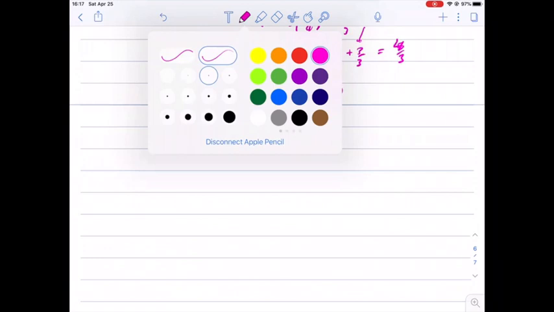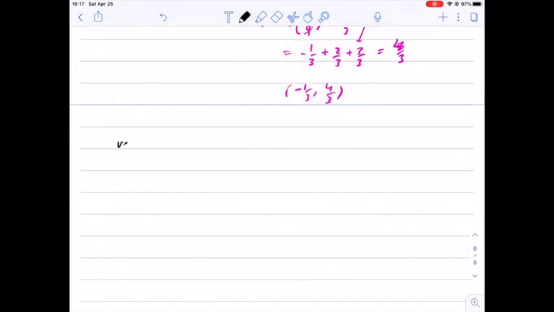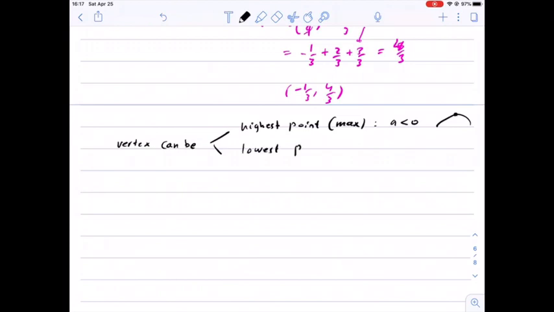Another note here: because now we will start talking about some applications or models of quadratic functions, the vertex can be the highest point or the maximum point, and that happens when a is less than 0. So the graph opens down, and the vertex is the highest point. Or it can be the lowest point, which is the minimum. This happens when a is greater than 0, so it opens up, and the vertex is the lowest point of the graph.